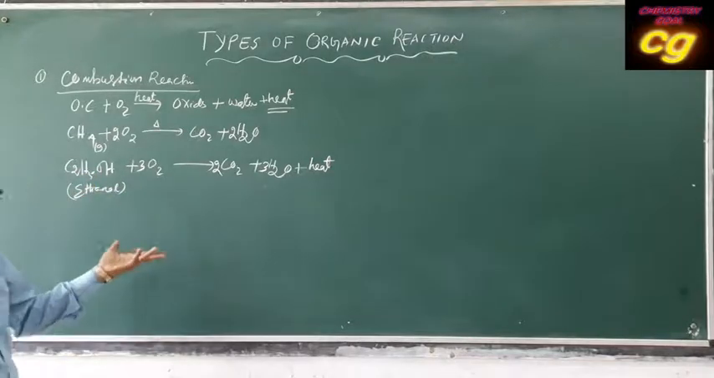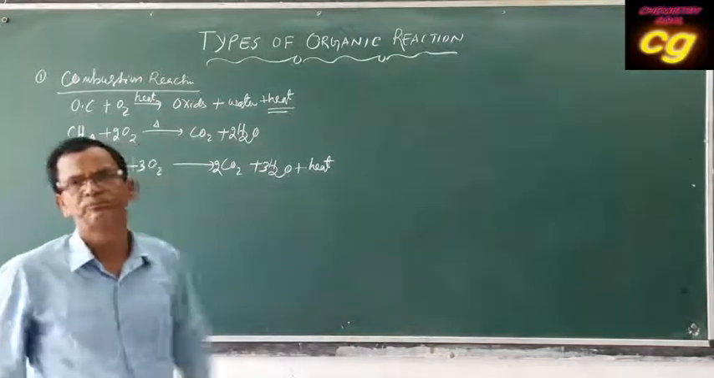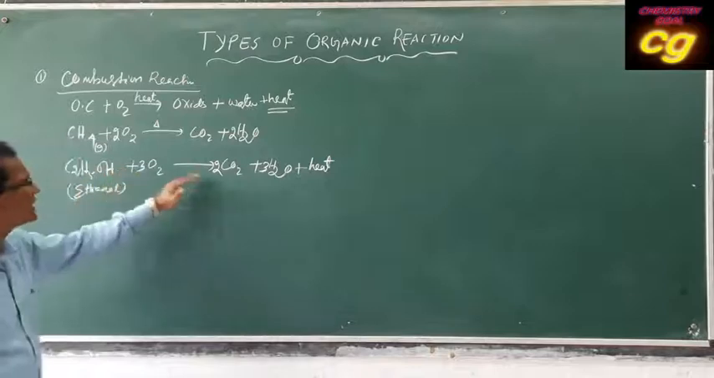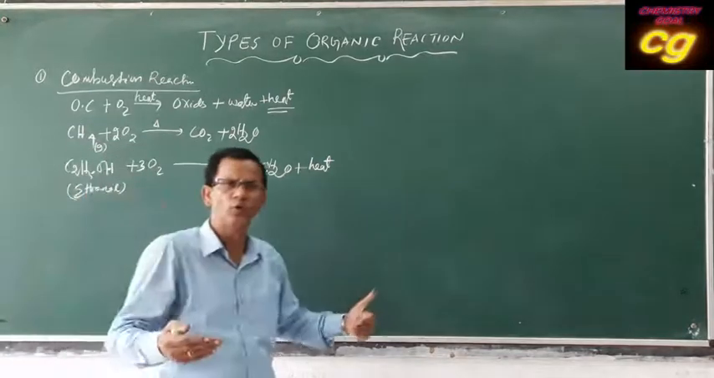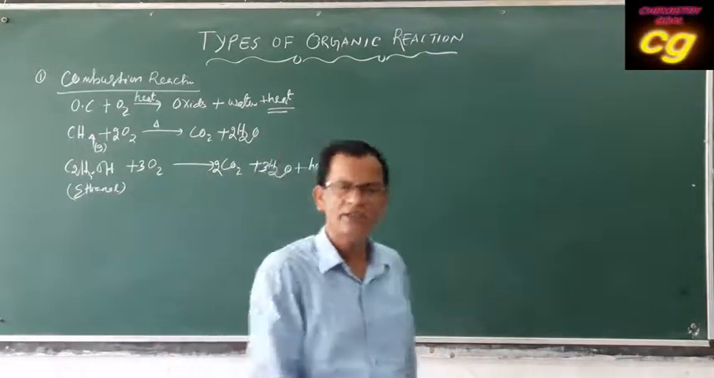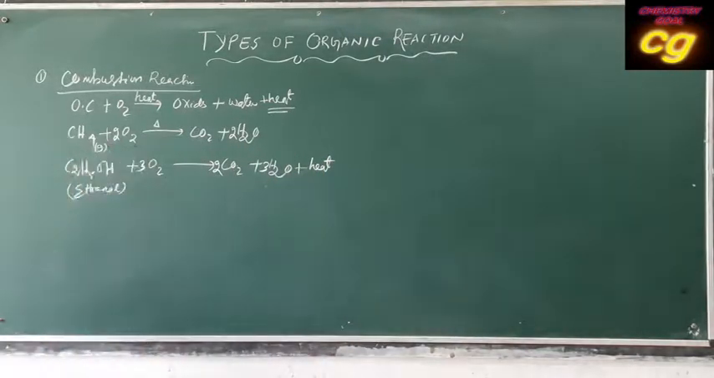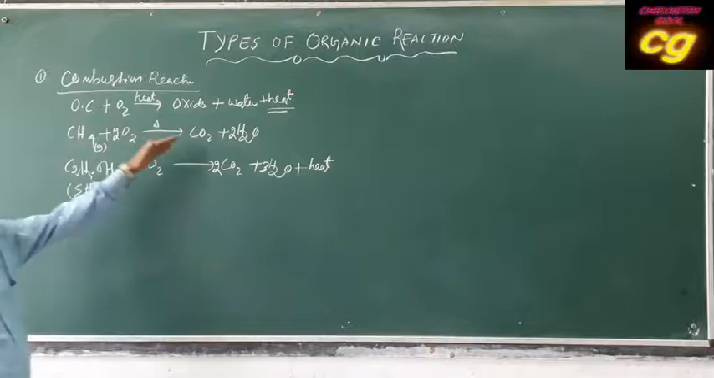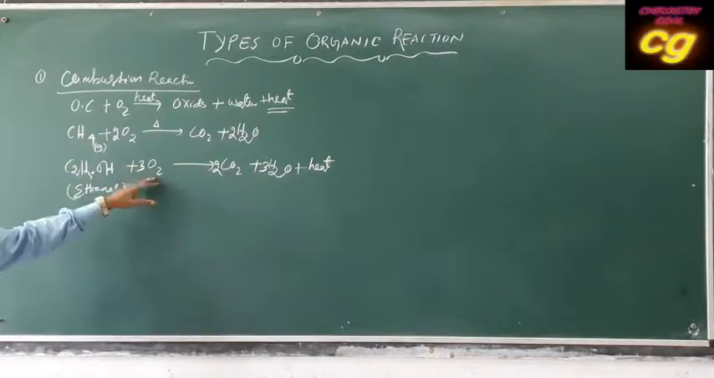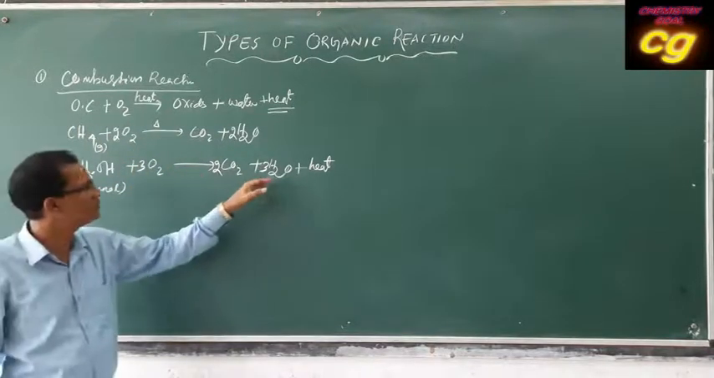So like this, you can balance the number of atoms on the left side and right side. That is the same rule that you have practiced in the types of chemical reaction in the first step. So methane converts to carbon dioxide and water; alcohol when burned in oxygen produces carbon dioxide, water and heat.